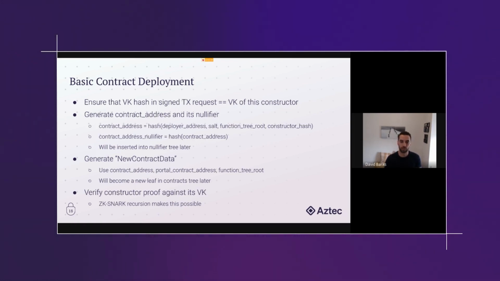We generate a contract address and its nullifier. The contract address comes from things like the developer address, the function tree root, some information about the constructor, and then also a salt, where the salt is just extra information that lets you have a little bit of control over what your contract address looks like. Next, you have this contract address nullifier, which is probably just a hash of the contract address that gets thrown into the nullifier tree at some later stage, not as part of the kernel, just to make sure that nobody can reuse that same contract address.